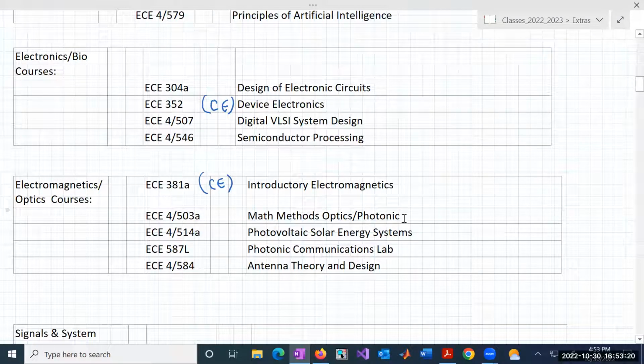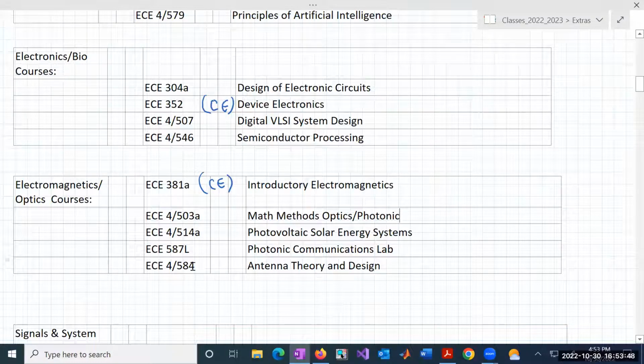A mathematical-based course relative to understanding optics and photonics, that's 403, 503A. If you're interested in photovoltaics, solar energy, how do you make these devices more efficient, effective? What goes into solar panel construction? That's 414A. A photonics communication lab.